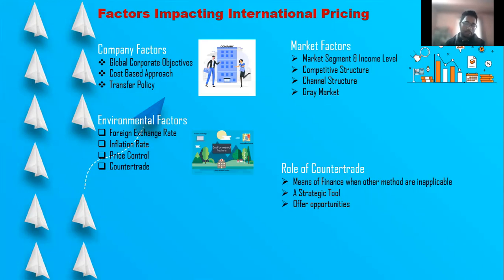Then the next question was: what is the role of counter trade in international marketing? First of all, counter trade is a means of finance when other modes of financing are inapplicable. Then it can be used as a strategic tool because organizations can bind their suppliers, even their distributors, to make transactions just with them. And the next point is counter trade offers opportunities because 30% of the global trade occurs through counter trade approaches.